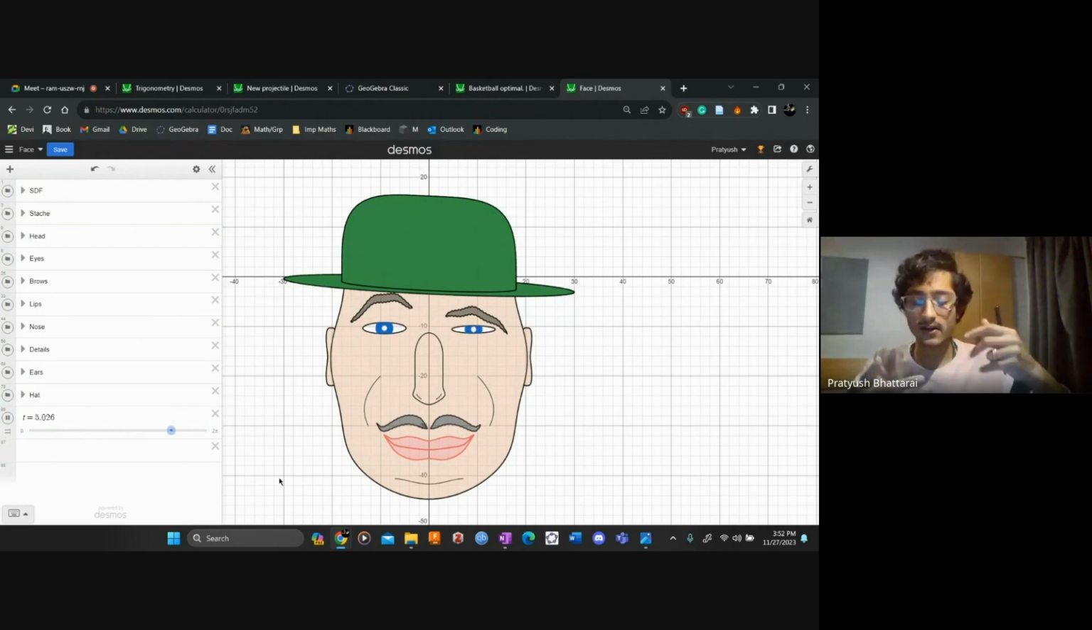Start with the basics. Start with understanding what these functions represent. What are sines and cosines? What are their properties? What are their behaviors? And then you can use their ideas in making something as complex as this. This took me quite a lot of time to make, but the output of it was quite valuable.